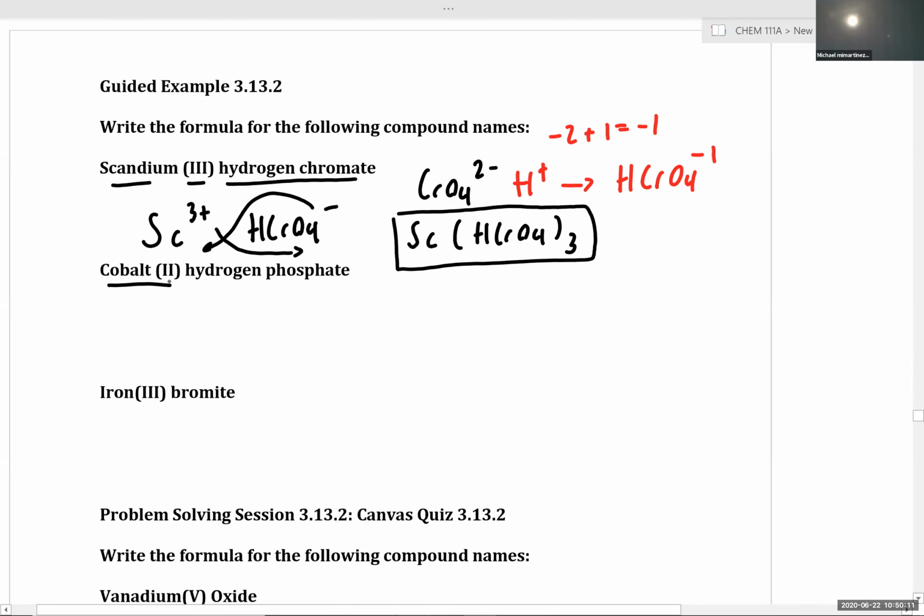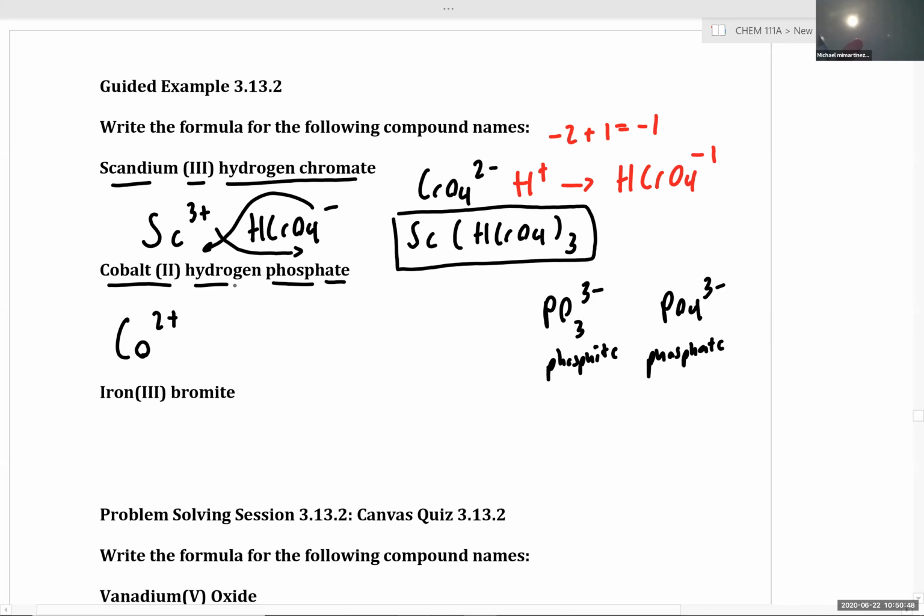In this case, we have cobalt 2 hydrogen phosphate. So we write out our metal cation with the charge. For hydrogen phosphate, phosphate is PO3 3 minus. Oh, for phosphate, PO3 3 minus would be phosphite. For phosphate, we add an oxygen, and that in turn gives us PO4 3 minus. And since it's hydrogen phosphate, we append on a hydrogen, and our charge decreases by 1. So we have HPO4 2 minus.